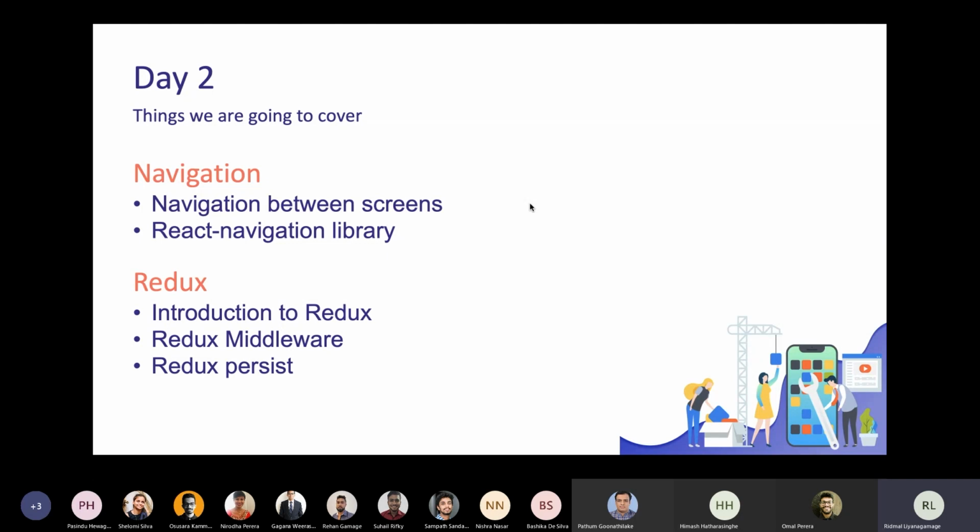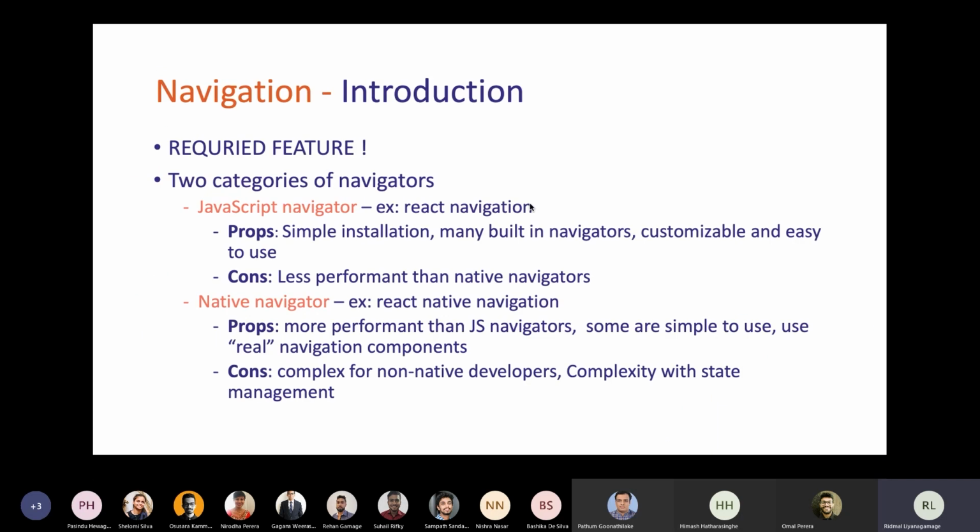So, an introduction to Redux, what Redux middleware is, and what Redux Persist is, the things we cover on state management. So without delay, let's go to the first half, which is navigation. For the introduction, navigation is actually the main part of mobile development, because every application, even a small application, will have a navigator, even a small list view or something. So it's a required feature for mobile development.